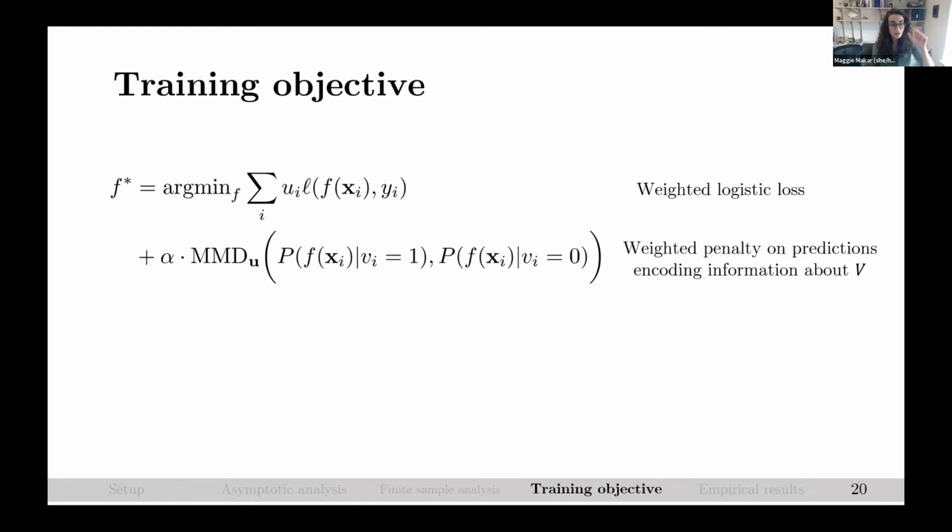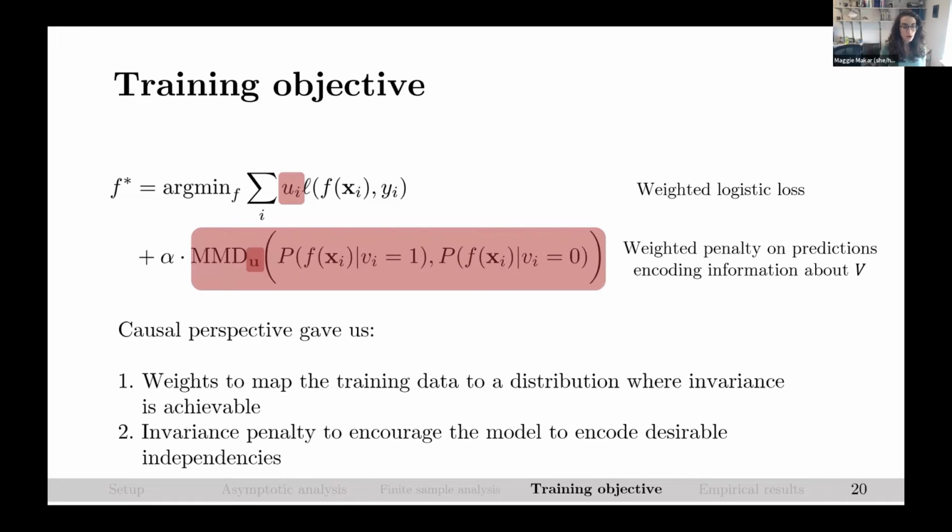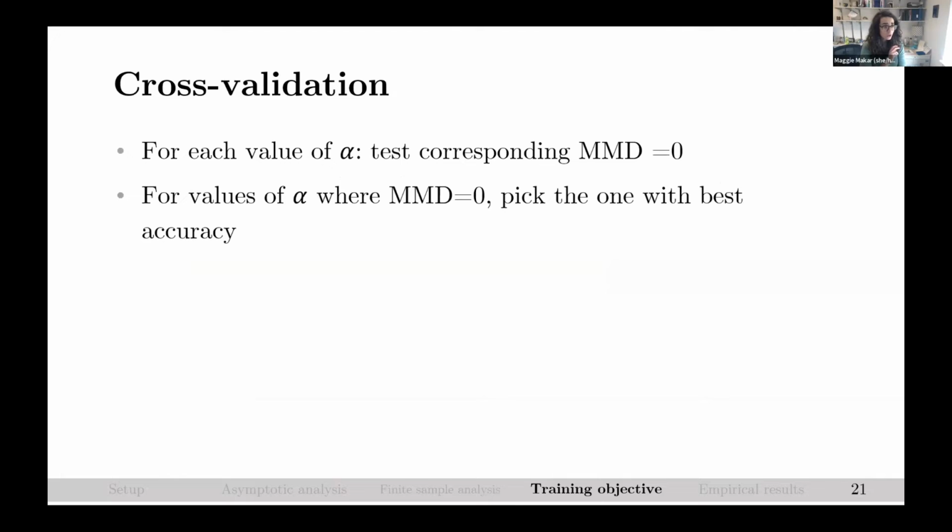But importantly, both terms are weighted using the weights from the previous slide. And alpha here is a hyperparameter that you can pick through cross-validation. Remember that our causal perspective helped us design those weights, which allows us to statistically manipulate the data such that it looks like it's coming from the ideal distribution. And also our causal perspective allows us to design this weighted invariance penalty that encourages the model to encode desirable independencies.